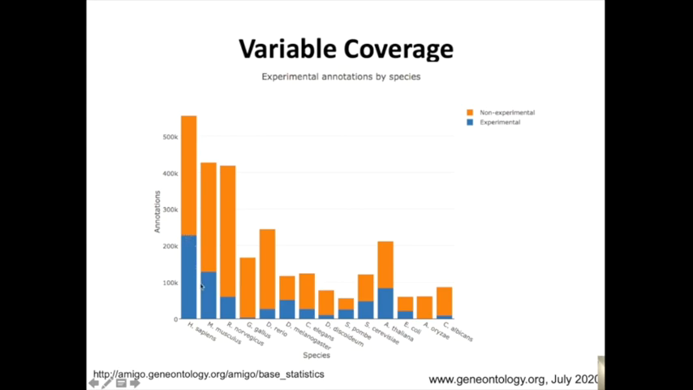And if we look at mouse, there's quite a lot. Rat, there's quite a lot. But chicken doesn't have that many. It's mostly non-experimental, which might be computational sources. And you can see how some species have far fewer annotations. They also might have smaller genomes, but you can see the variability in the difference between experimental and non-experimental annotations, as well as the number of annotations.